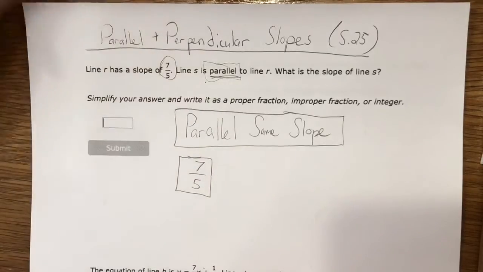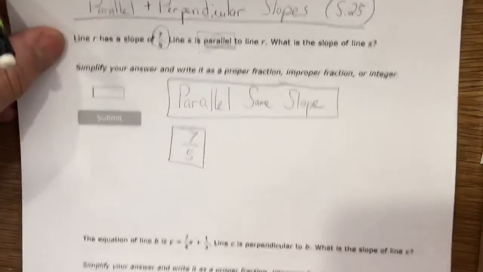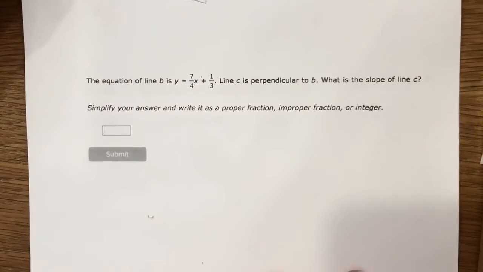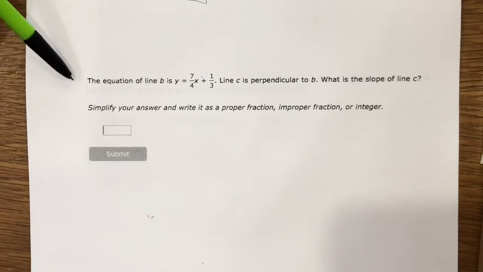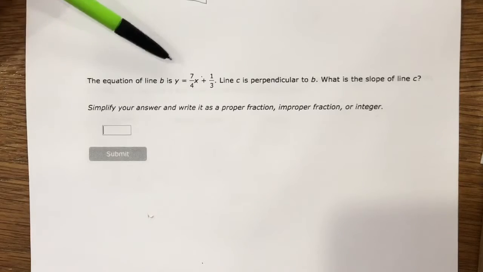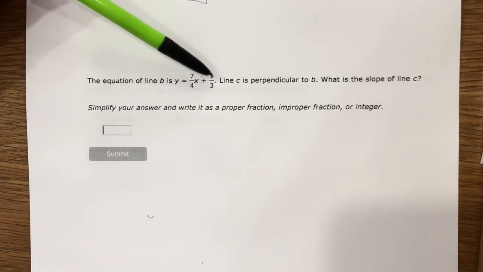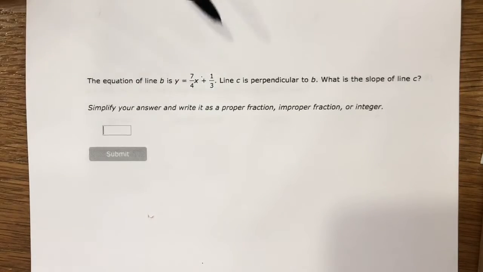All right, to give you another example, the perpendicular line, you can see this question here. This one is set up a little bit differently. It says there's an equation for line B, which is y equals 7/4 x plus 1/3. It says this other line, line C, is perpendicular to the first one. So what is the slope of line C?